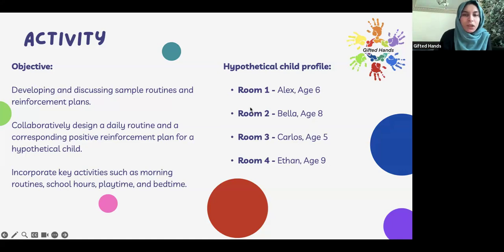I want you to work as groups and to come up with sample routines and reinforcement plans for each child. All right, so dividing you all into breakout rooms.